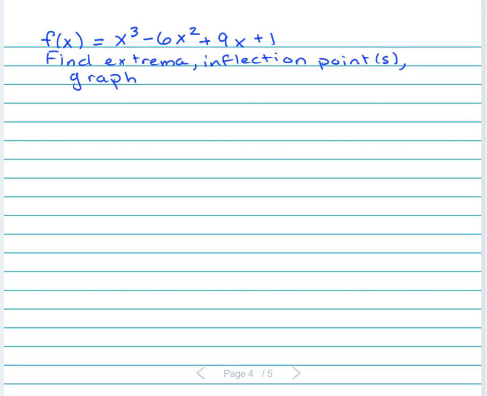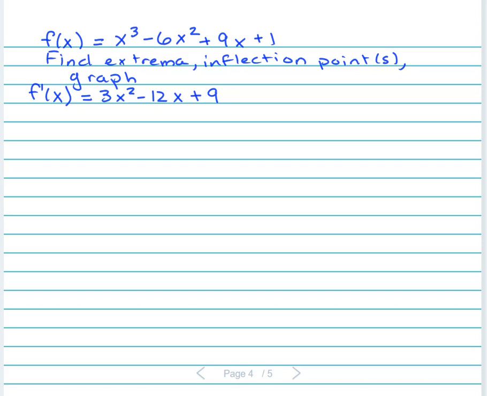Okay, let's start off by taking the first derivative, because the first derivative is what we're going to need to find inflection points and to find extrema. We're going to start off by finding the critical points, so we'll find the extrema. So let's take the first derivative. The derivative of x³ is 3x², minus 6 times the derivative of x², which would be 12x, plus 9. And the derivative of 1 is 0, so we leave that off.